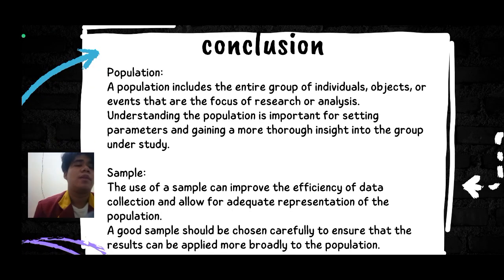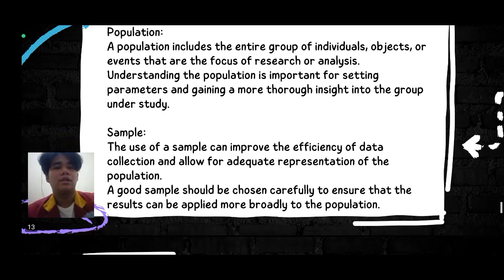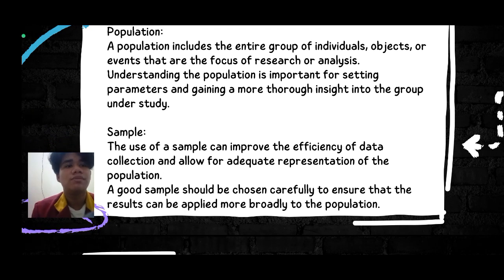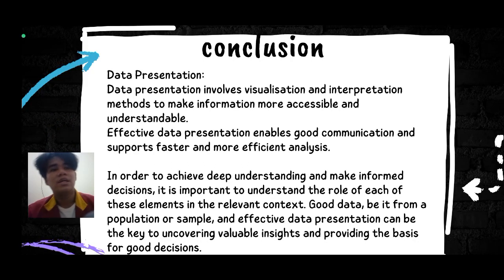Population. A population includes the entire group of individuals, objects, or events that are the focus of research or analysis. Understanding the population is important for setting parameters and gaining a more true insight into the group under study. Sample. The use of a sample can improve the efficiency of data collection and allow for adequate representation of the population. A good sample should be chosen carefully to ensure that the results can be applied more broadly to the population.